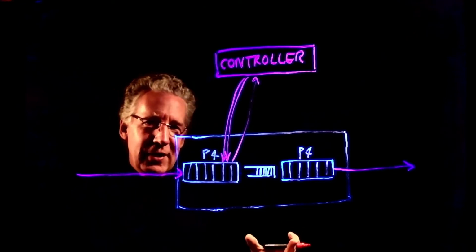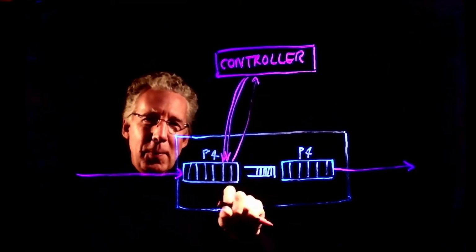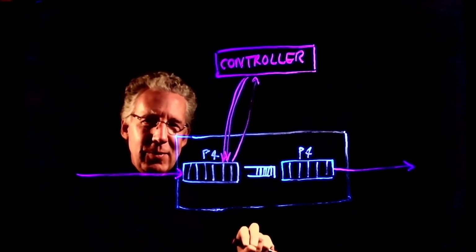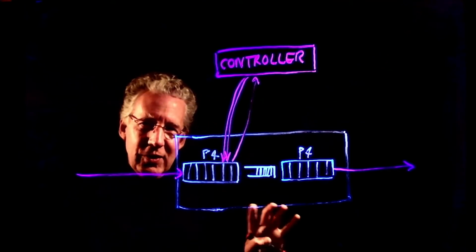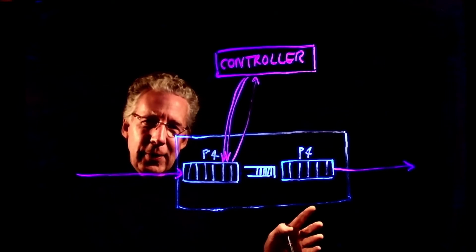Now, the problem with this is that you can't really have the controller talking to the P4 pipeline on very, very fine timescales. And if you've got an awful lot of switches, then it's difficult to make this scale well. So what's the alternative?